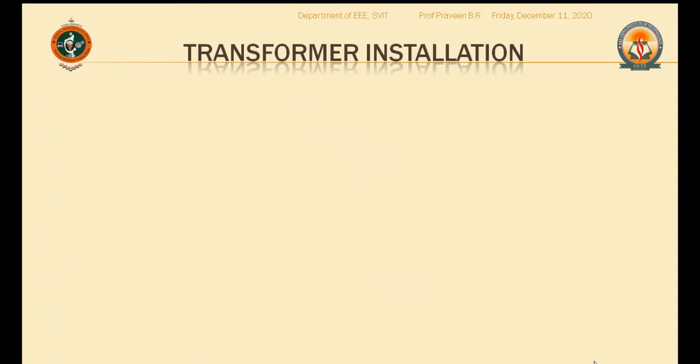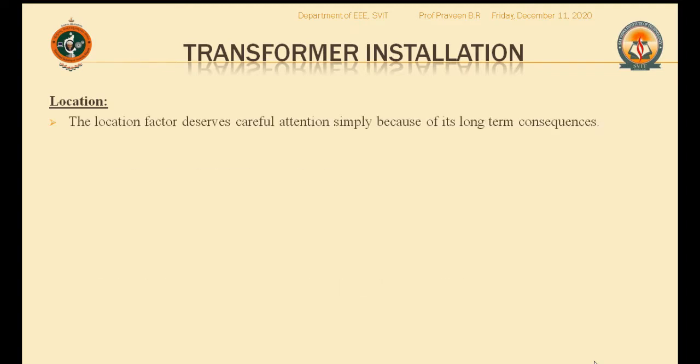Coming to a very important main topic is the installation of a transformer. In VTU, this is an important question which comes under module 1. That is, explain the installation of a transformer. In installation, there are 3 points which come into the picture. The first point is the location.